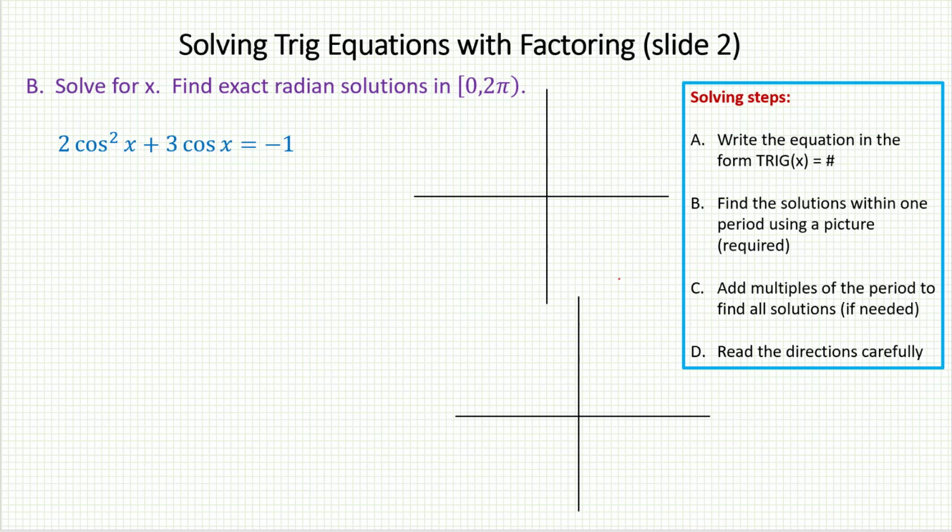Solving trig equations with factoring, part 2. Again, I want to solve for x. I'm doing this by hand, working in radians, this time just giving solutions in the interval 0 to 2 pi.